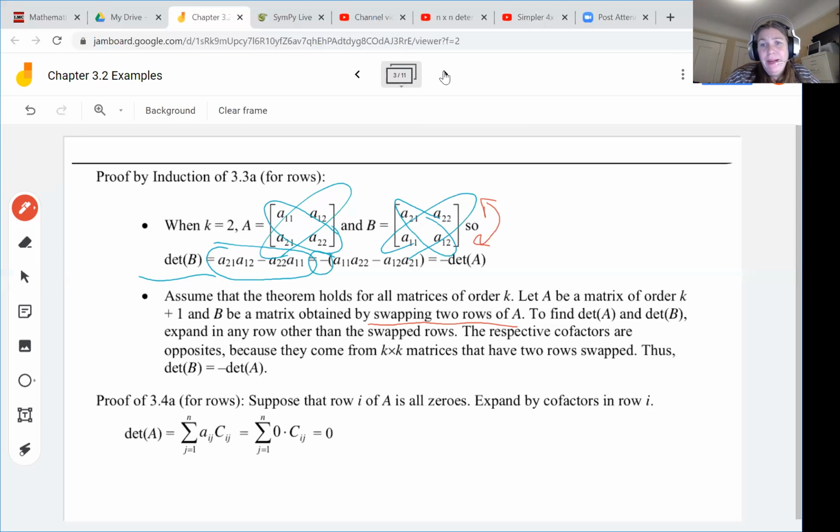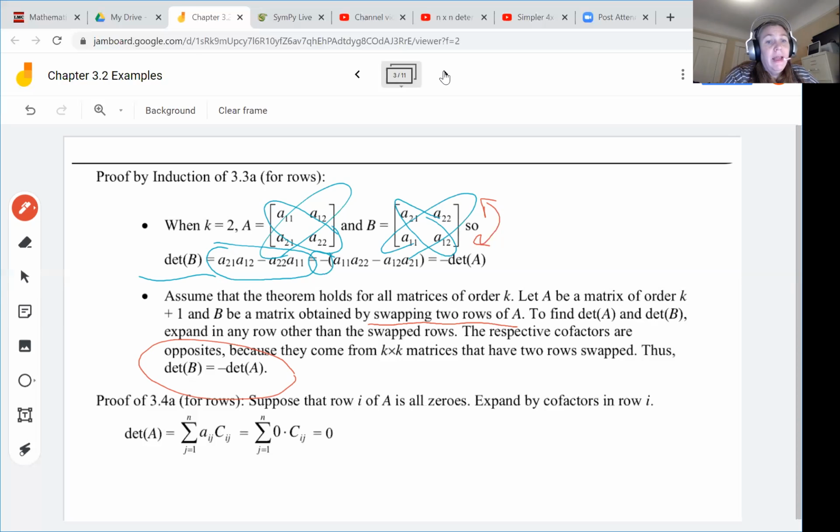So to find determinant A and determinant B, expand any row other than the swapped rows. The respective cofactors are opposites because they came from the k by k matrices that have the 2 rows swapped. Thus, we see for the k plus 1th case, the determinant of B equals negative determinant of A. So we see by induction that theorem 3.3a holds: when B is obtained from A by swapping 2 rows or 2 columns, the determinant of B is the negative of the determinant of A.